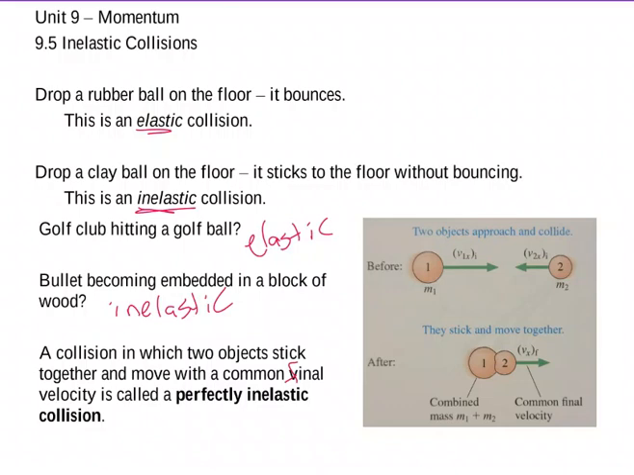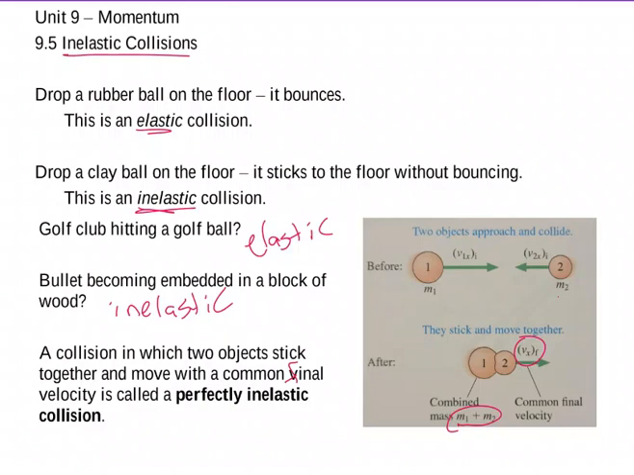So two objects approach before. We have mass 1 and velocity 1 moving to the right. We have mass 2 and velocity 2 moving to the left. Now they hit, they collide, and they stick and move together. So the combined mass m1 plus m2, and they also have a common final velocity. Perfectly inelastic collision. Okay? And so that's what we're studying in this section. We have the inelastic collisions going on.